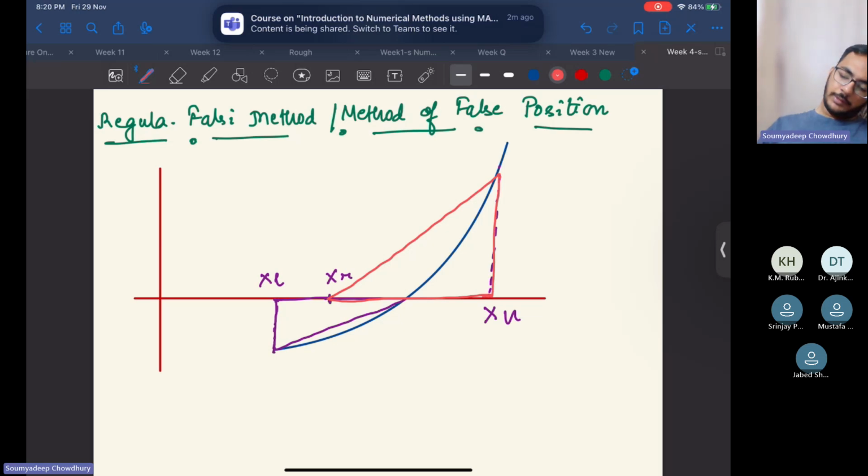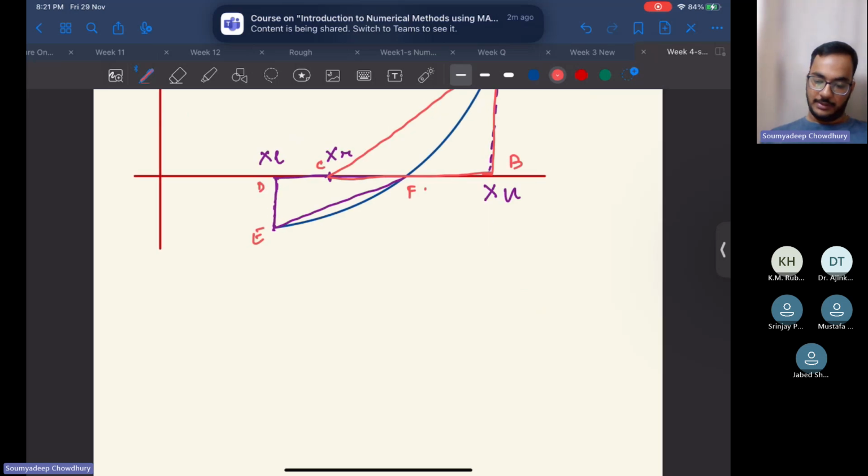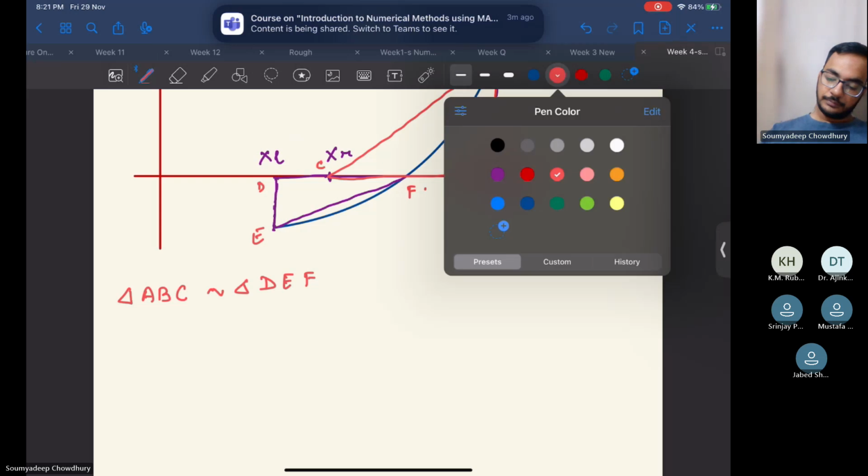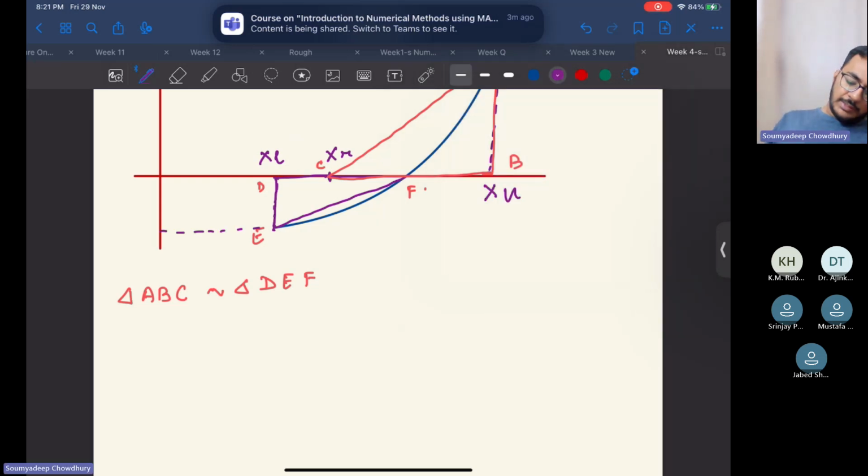This is one triangle. I'll name the triangles A, B, C, D, E, F. So if we see these two triangles, DEF and ABC, these two triangles are similar triangles. The similarity principle, I'm not discussing that. So this triangle ABC will be similar to triangle DEF. So if it is similar, what are the sides of the triangle we can see here? DE is equal to f of XL, right?